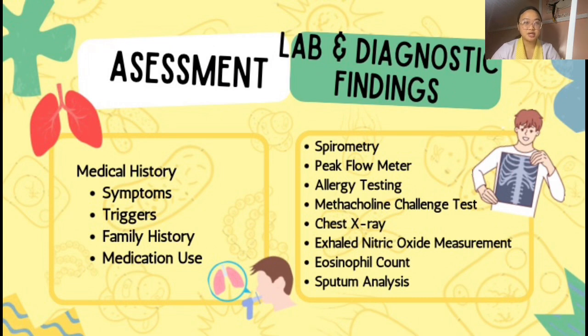Then the next one is chest x-ray. This is to rule out other conditions that may be causing similar symptoms. Next is the exhaled nitric oxide measurement. This measurement helps to assess airway inflammation. Then next is the eosinophil count. This is to measure the eosinophil levels which can be elevated in asthma. Then lastly is the sputum analysis, which helps identify any underlying infections.